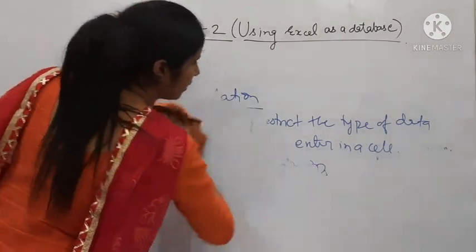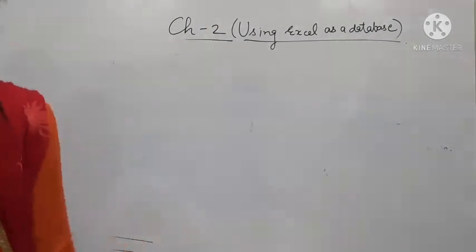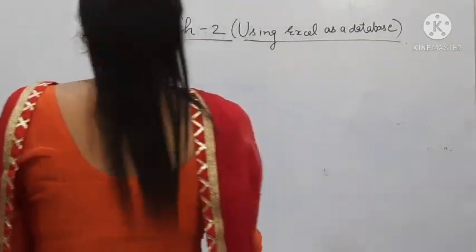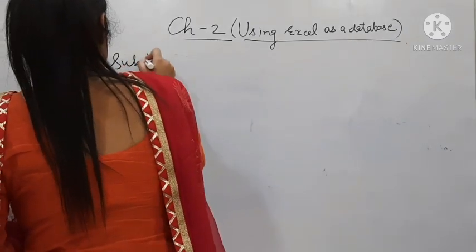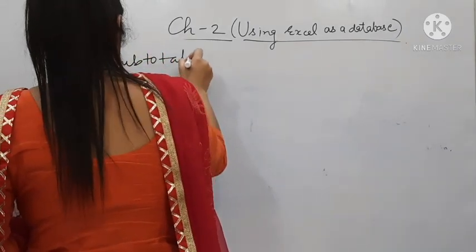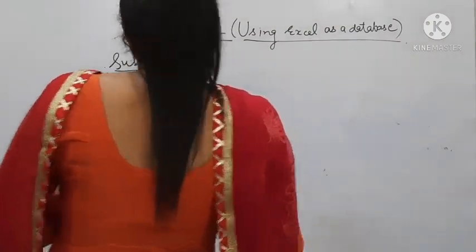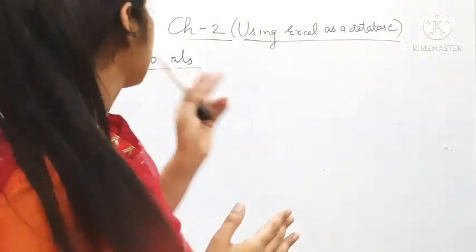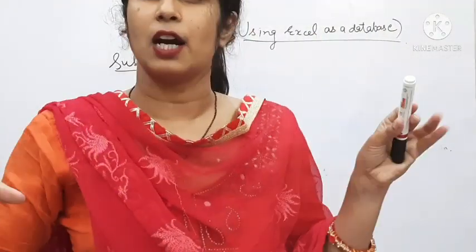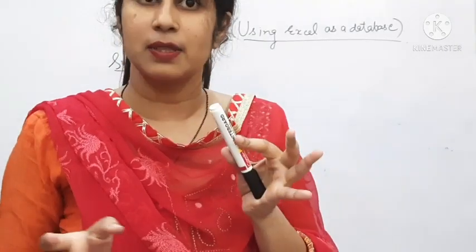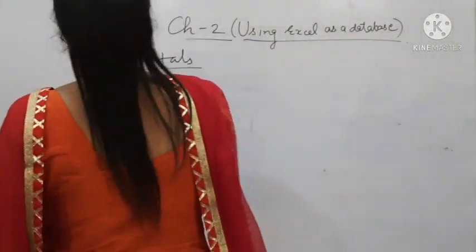What is the next one? Next one is subtotal. Okay, I am writing there what is subtotal. Subtotals. What is it? Subtotals means we are extracting, analyzing the data from different rows and columns. Okay, so here I am writing its definition.